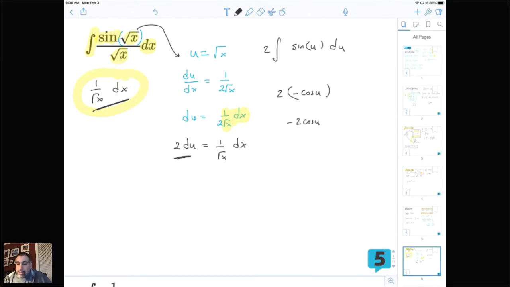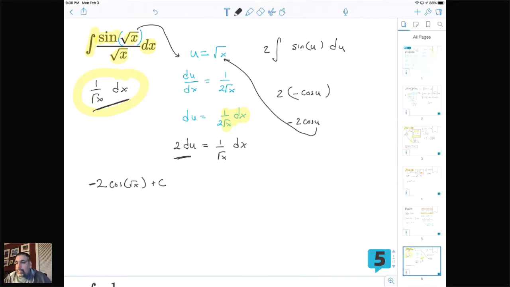When we go to bring this back in terms of x, the negative 2 comes over. The cosine of the angle comes like this. And now we've just got to replace that u with root x. And when we get root x, we get negative 2 cosine root x. And then we've got to add plus c. Okay? So that is how I would handle this.